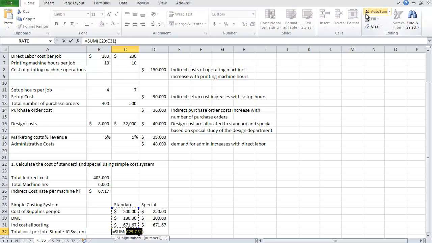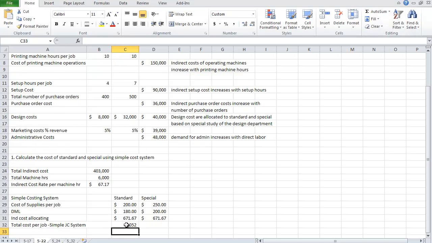And we will add these together. Let's throw in a dollar sign. And we'll bring this across. So for part 1, where it says calculate the totals based on a simple job system, that's how we would do that piece.